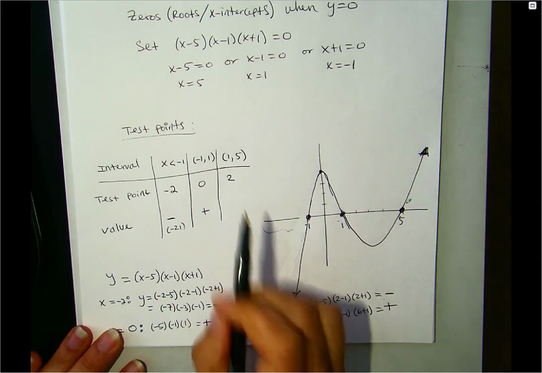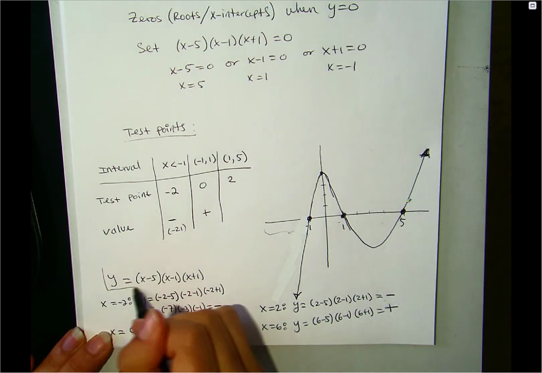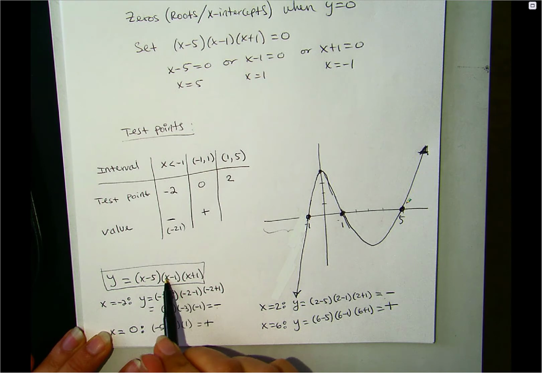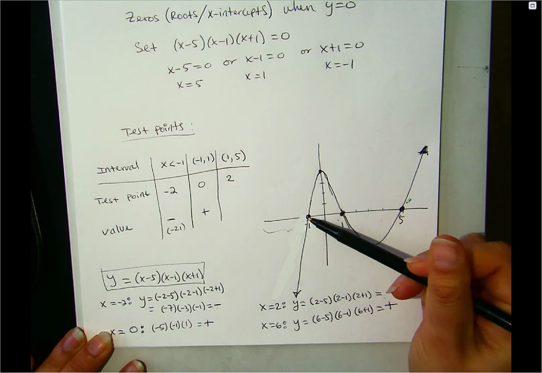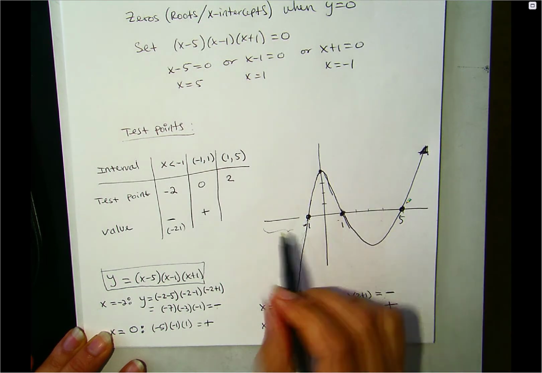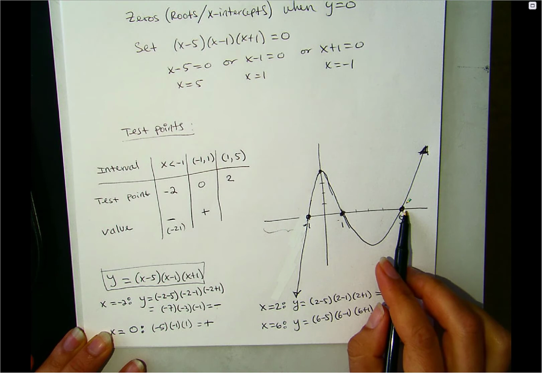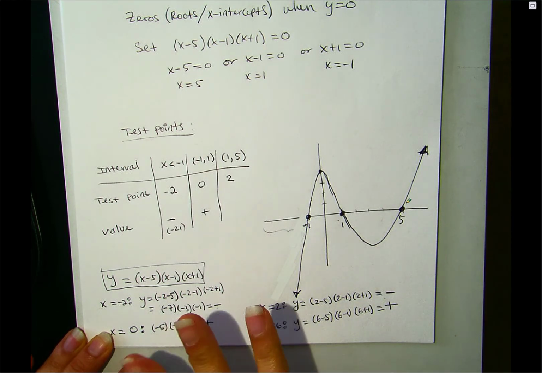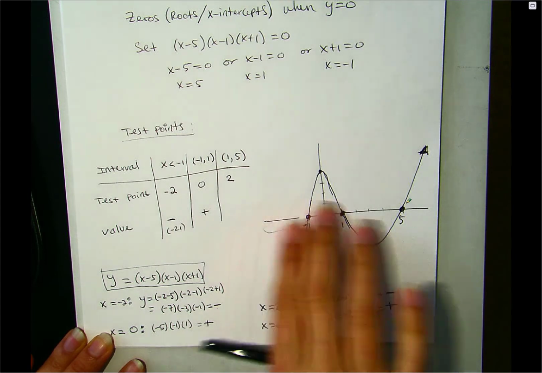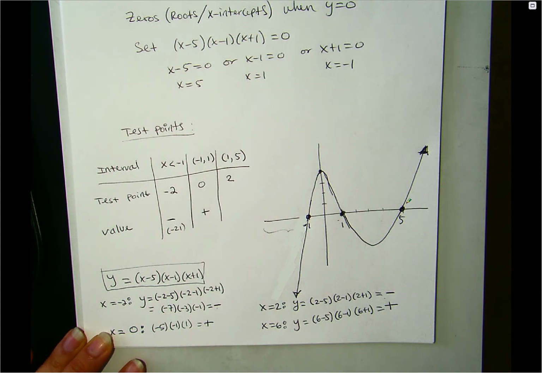If you know it's in factor form, you can find the roots, the zeros, the x-intercepts, whatever you want to call them, and then use test points in each interval. Your zeros break up the number line into intervals. So if you have 3 zeros, you're going to end up with 4 intervals. If you have 2 zeros, you're going to end up with 3 intervals, and so on. That's however many test points you need.